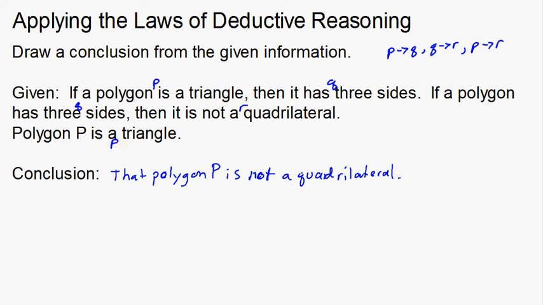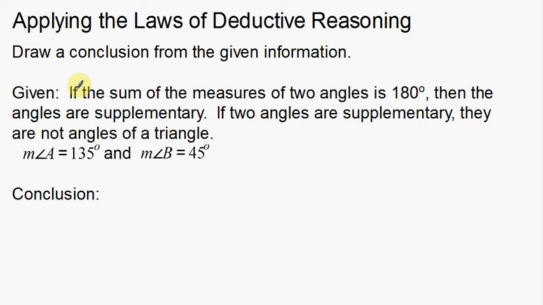All right, moving on. Next example, applying the laws of deductive reasoning, again drawing a conclusion from the given information. Given: if the sum of the measures of two angles is 180 degrees, so I take two angles, add them up, and I get 180, then the angles are supplementary. That makes sense. If two angles are supplementary, then they are not the angles of a triangle. Then this next statement says, if the measure of angle A is 135 degrees and the measure of angle B is 45 degrees, what conclusion can I draw from that?